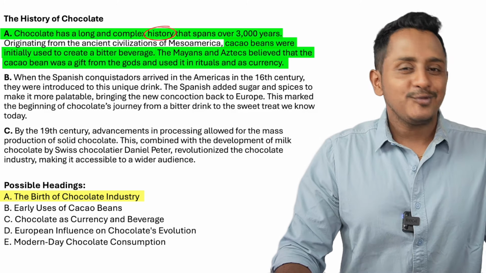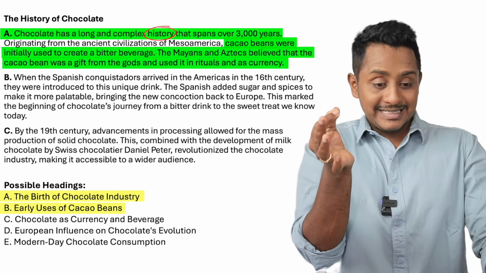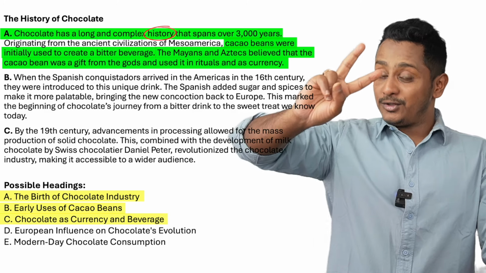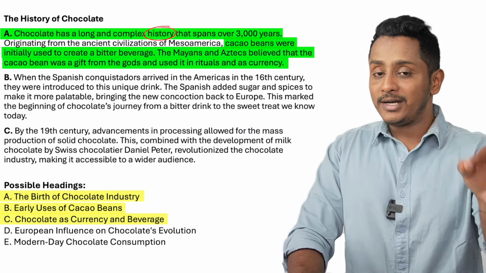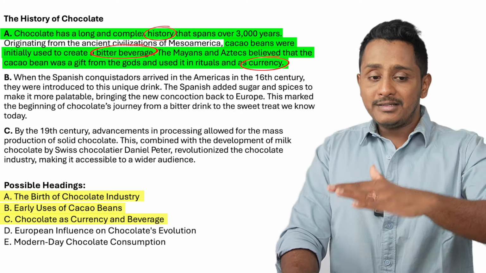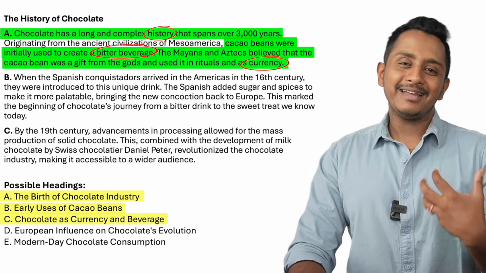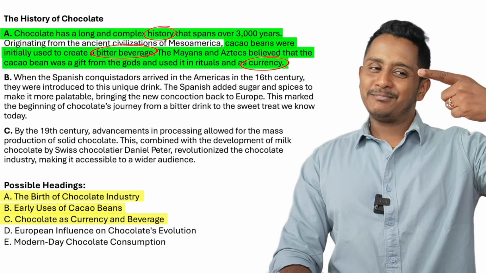Let's read. The birth of chocolate industry. No, they were not talking about industry. The early uses of cocoa beans make sense. Chocolate as currency and beverage also makes sense, because if you see paragraph A, the last line, currency and the beverage, bitter beverage, and as last line, currency. So this is where people get into confusion. Is it B or C? B or C?